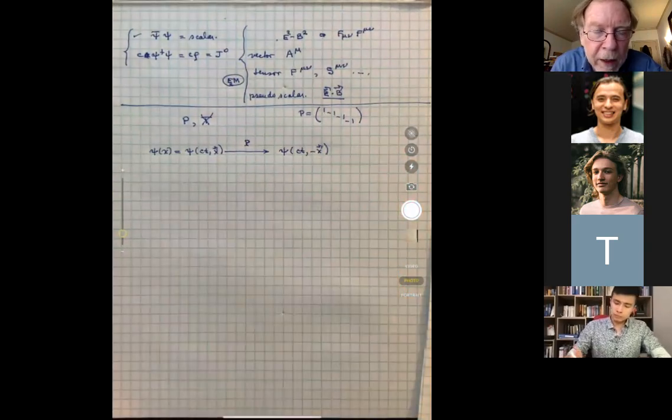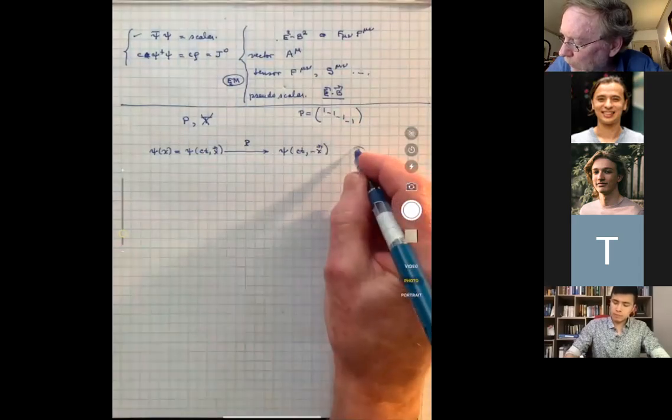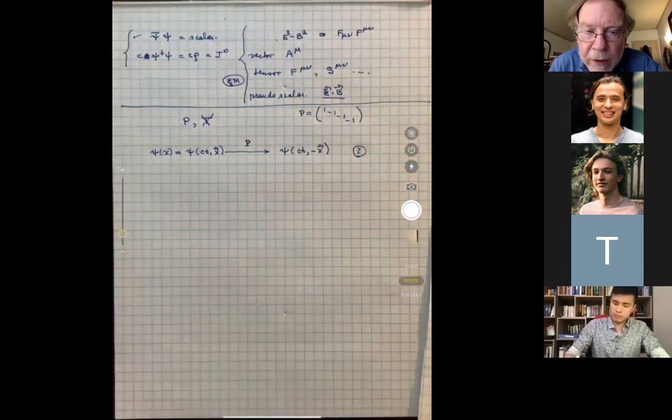Because that's what happened in the non-relativistic theory, including for particles with spin. The parity did nothing to spin, remember? Okay, so the question is, will this work in the relativistic theory? The answer is, it turns out it doesn't work. It actually doesn't work. And let me explain why and what we need to do to fix it.